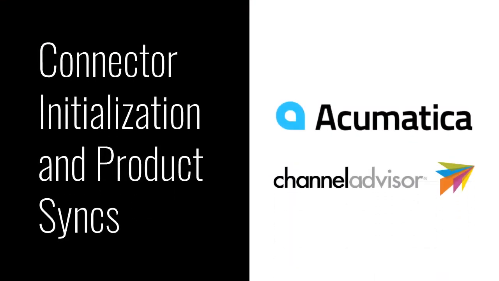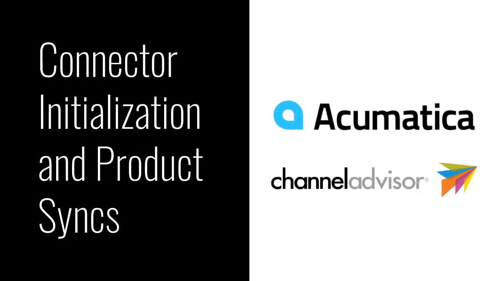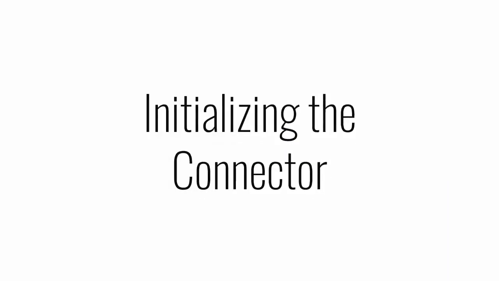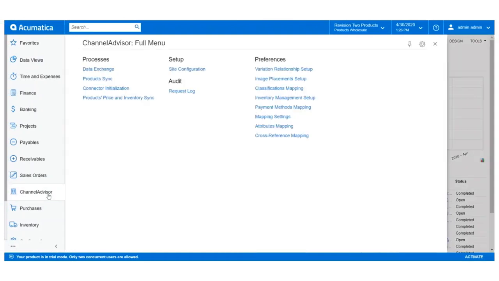We can now push product data from ChannelAdvisor to Acumatica, allowing us to sell our products on multiple sales channels. Let's start by initializing the connector so that data may flow from Acumatica to ChannelAdvisor. In the ChannelAdvisor workspace, click Connector Initialization.